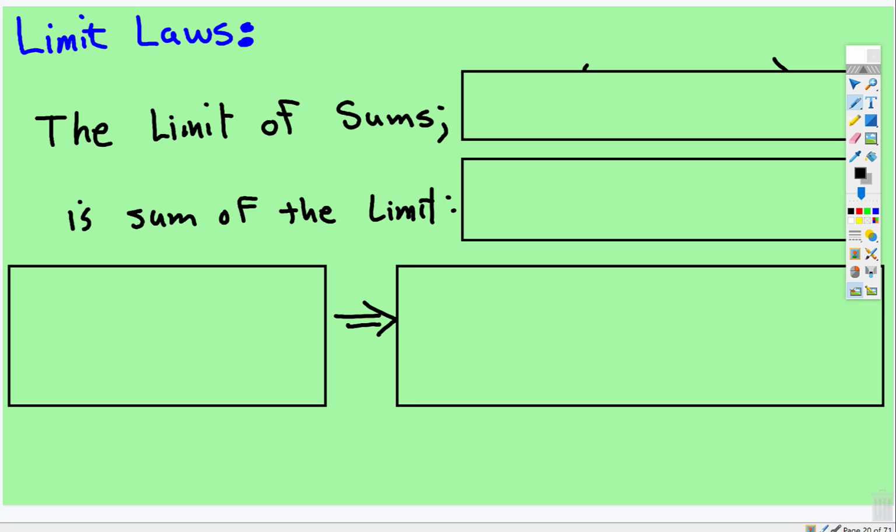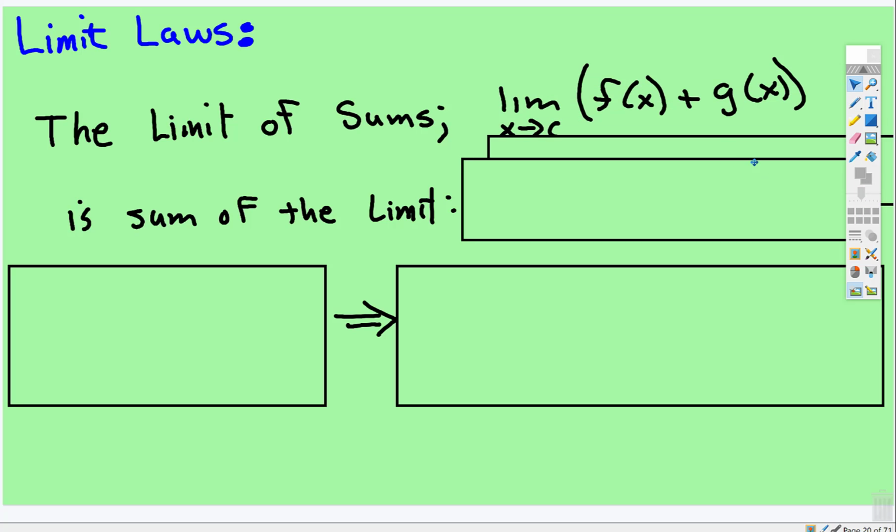Okay, now we're going to talk about limit laws. Limit laws help direct you or guide you on how you can simplify or evaluate limits. So, one limit law is the limit of the sums. Okay, so this is what that means.